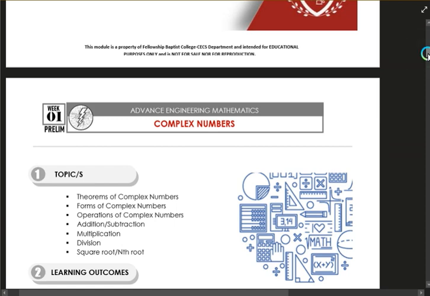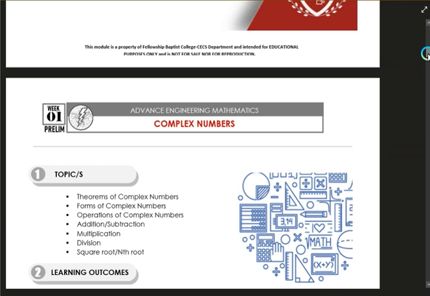Among the topics we have to discuss are the following. We have to know the basics of the theorems of complex numbers. We need to understand what a complex number is. We also have to know the different forms of complex numbers and try to convert different forms of complex numbers to another. We will also be solving a lot of problems concerning complex numbers.